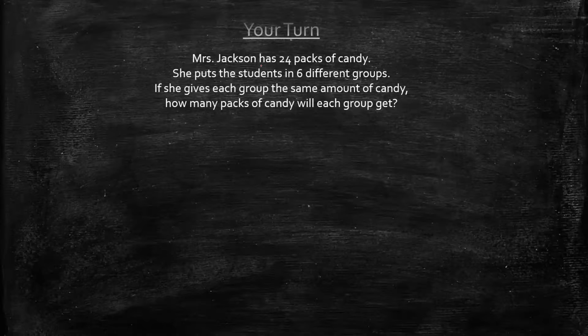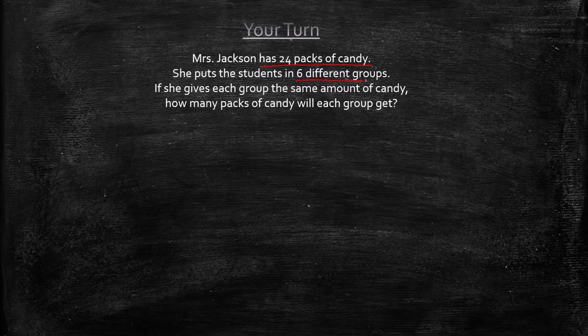Now, remember, the important details: she has 24 packs of candy, 6 different groups. She gives each group the same amount of candy. So that's what we're dividing up. She's dividing up the candy. So written as just numbers, you would have 24 divided by 6.